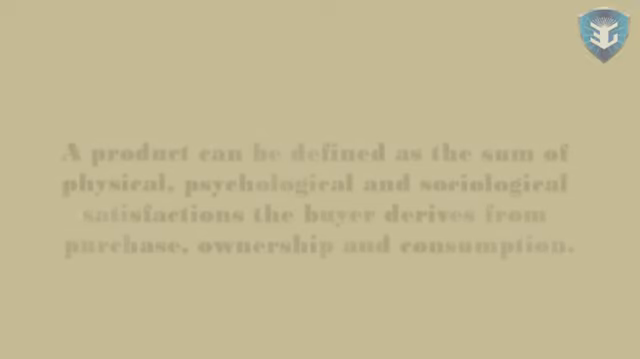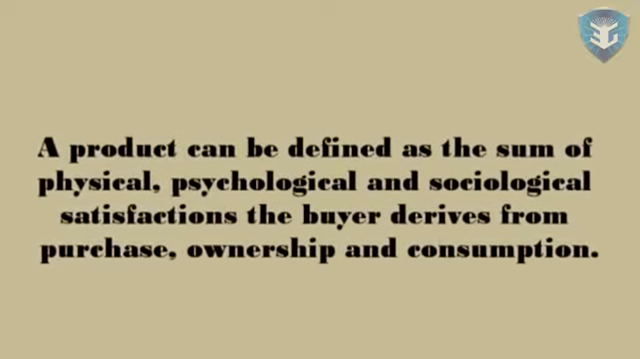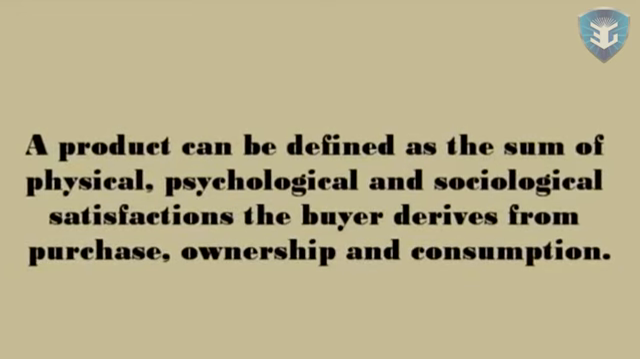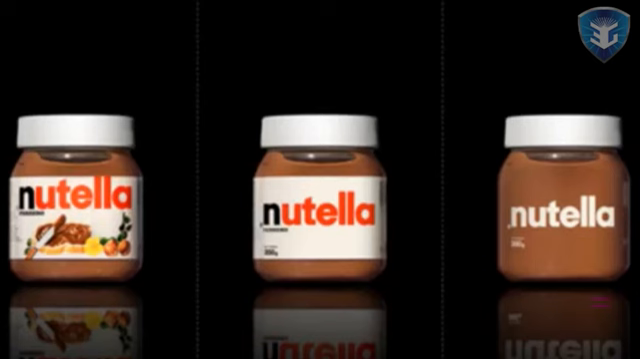The fourth and most important P is product. The product is most important because it is what the customer actually buys and what makes your company profits. A product can be defined as the sum of physical, psychological, and sociological satisfactions the buyer derives from purchase, ownership, and consumption. Physical appearance, packaging, and labeling information on your product can influence if a consumer either sees the product or buys the product based on the information given.